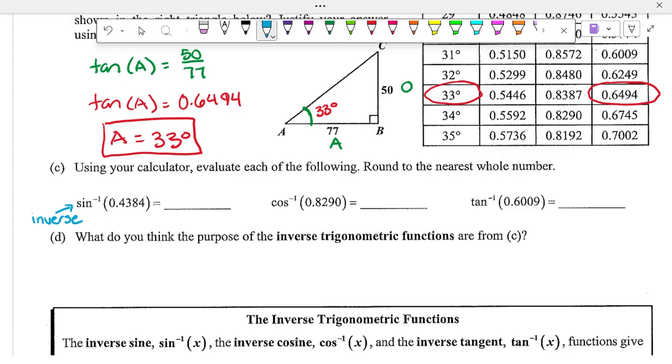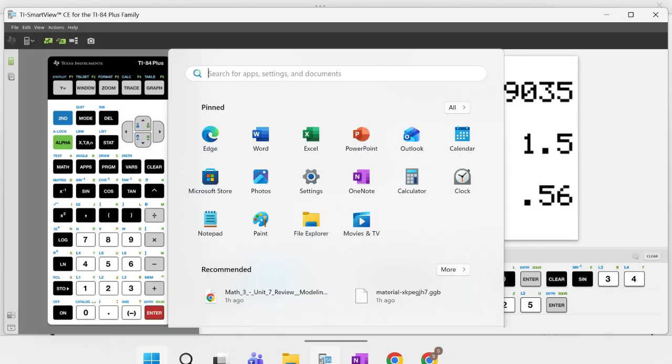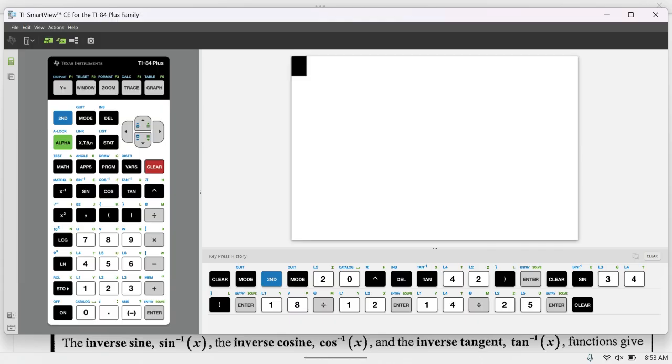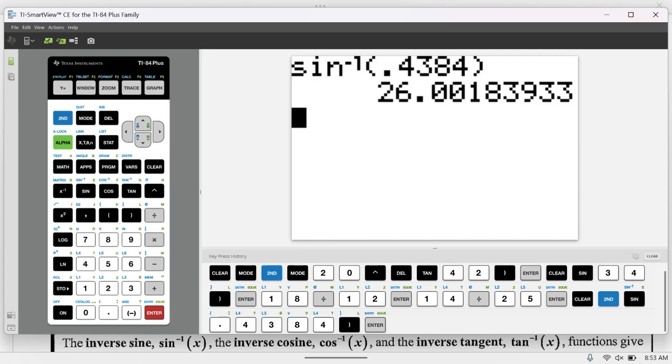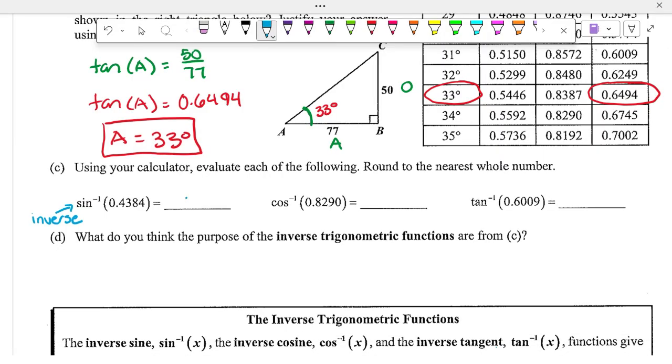All right, so take a minute. Let's do the sine of the first one together. So we're going to do second sine. So that gives us the inverse sine. And then it'll be 0.4, what is it? 389? 384. It's 26.001, and so on. So let's round to the nearest whole number. So what would that be? 26. So this represents 26 degrees.